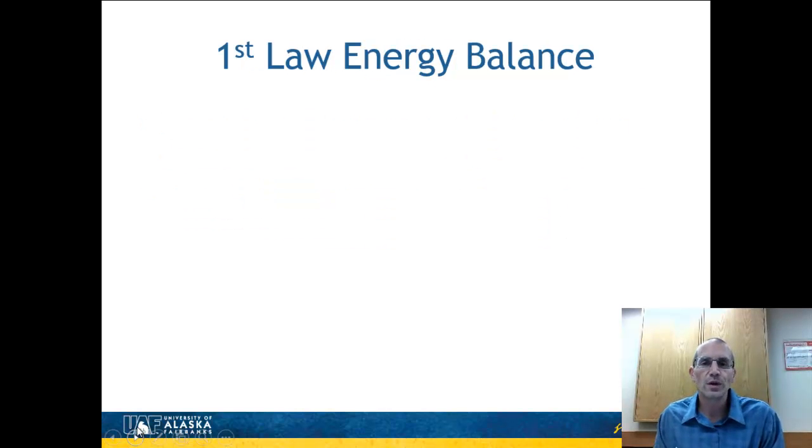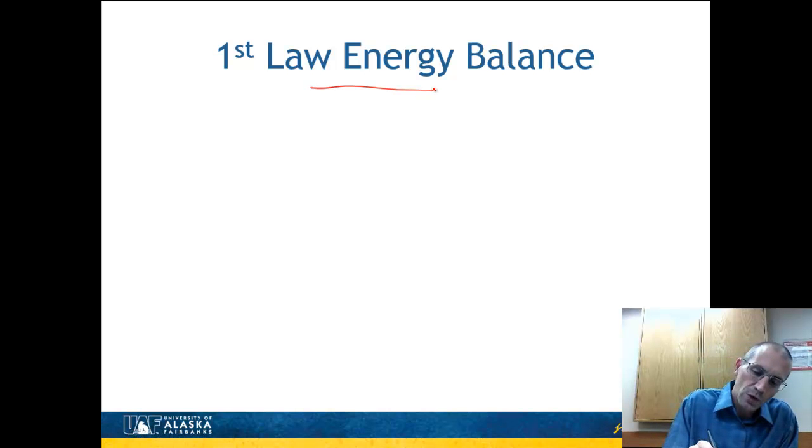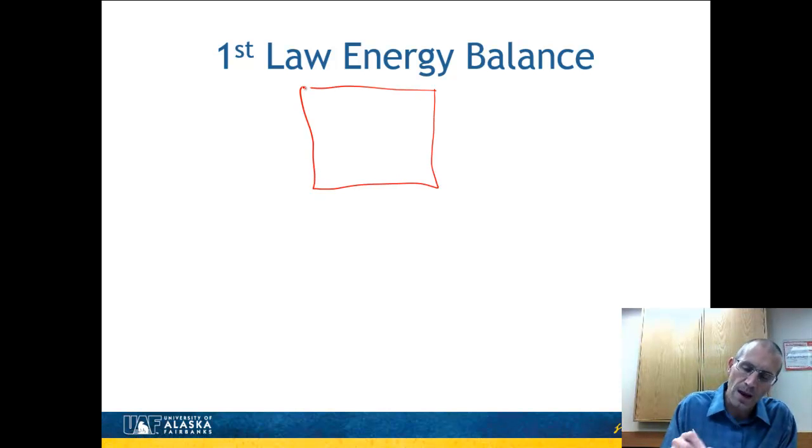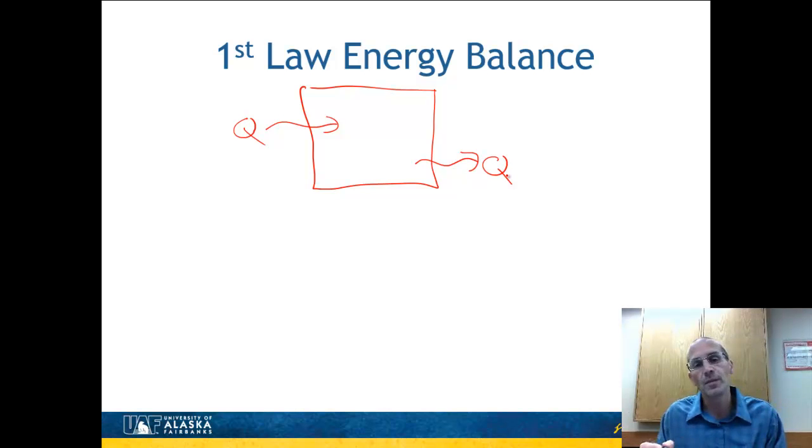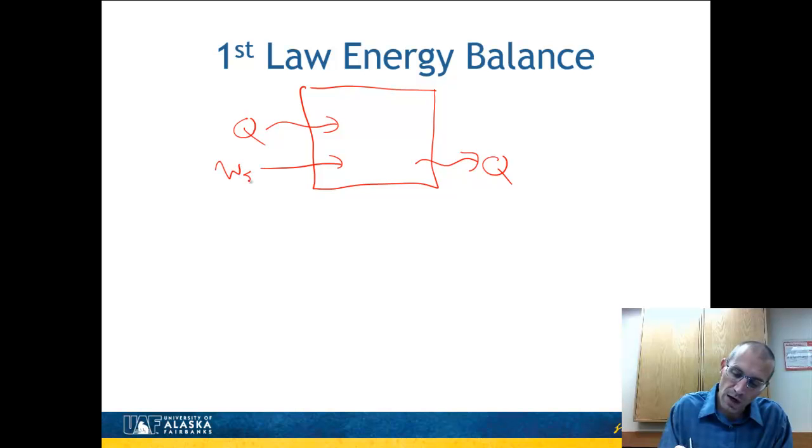So first, let's look at the first law energy balance for a closed system. I have a closed system, which means that mass does not enter or leave the system, but I can have heat and work being done. Heat may be entering the system, it may be leaving, I may have some in, some out. I might be doing some shaft work into the system, or it may be expanding, so there might be some boundary work occurring on the system.